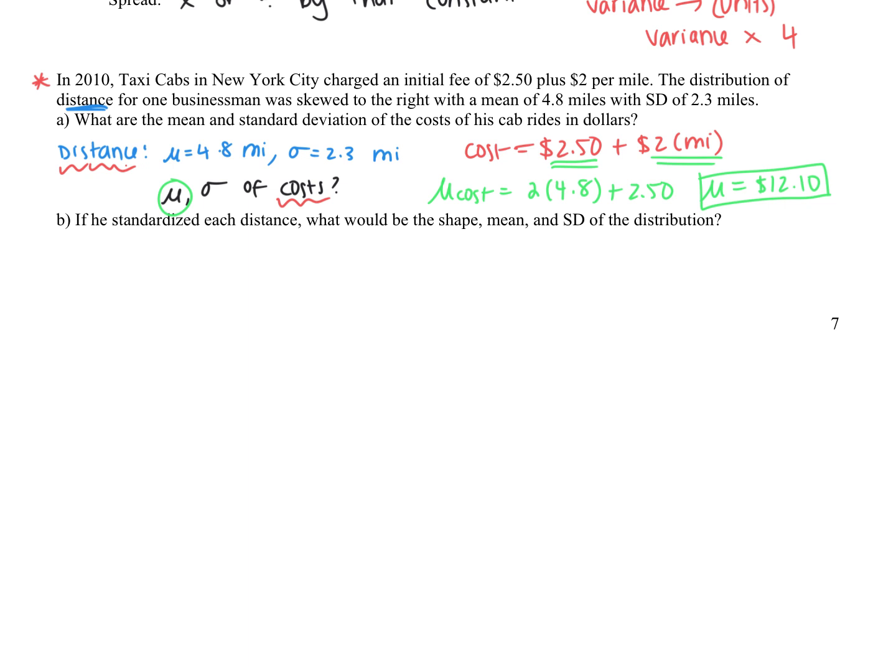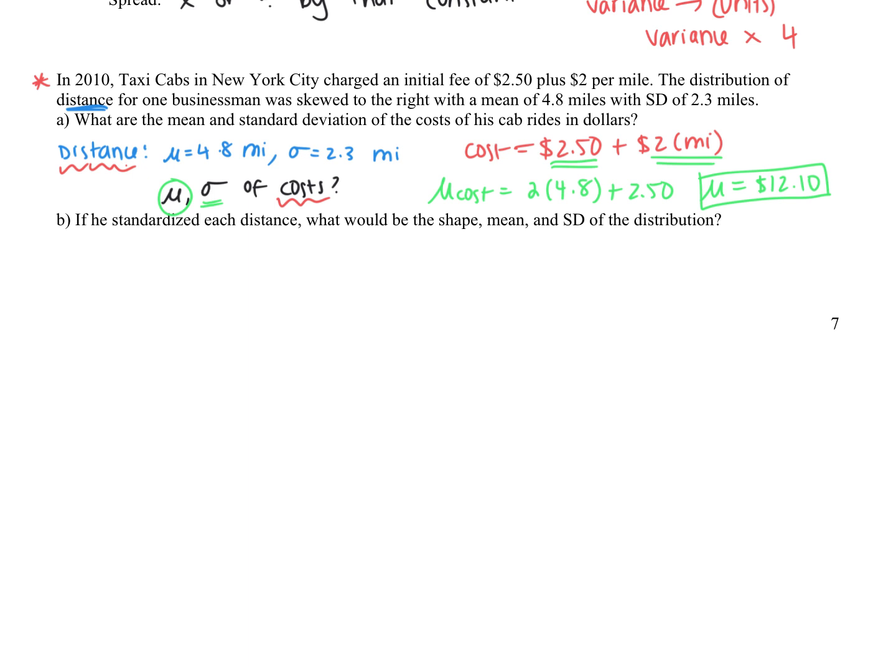Now again, here's where people get tripped up. Standard deviation. Ask yourself the same thing. If we add $2.50 to every observation, does it change the spread? No. If we take our dot plot and we add $2.50 to every number, all it does is shift the distribution. It doesn't actually change the spread. So that $2.50 is not going to change our standard deviation. But the $2 will.